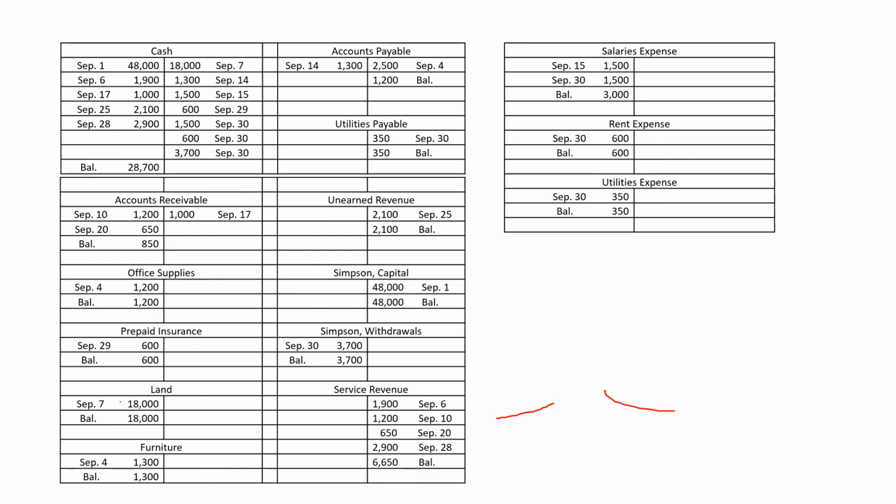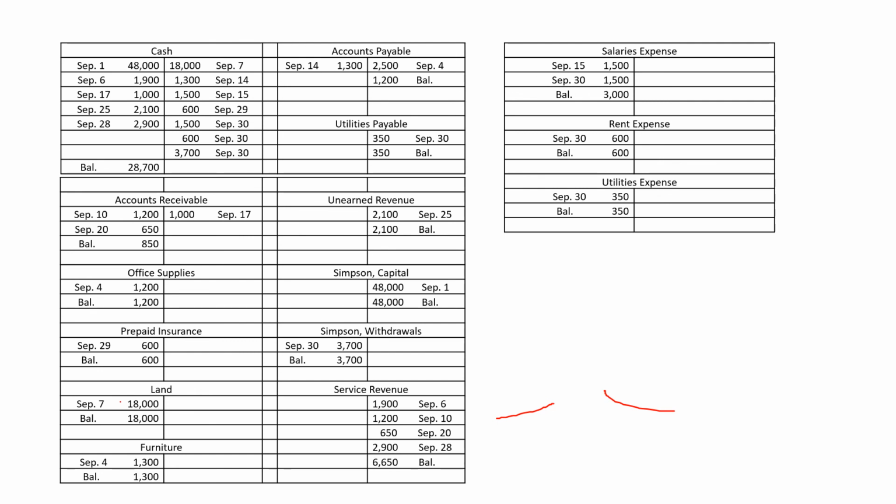Service revenue, there's 4 different credits. We add them up. The total balance in service revenue is $66.50. Salaries expense, there are 2 transactions in the debit side. Add them together, $3,000 is your balance. Rent expense and utilities only have 1 transaction, so those are those account balances.